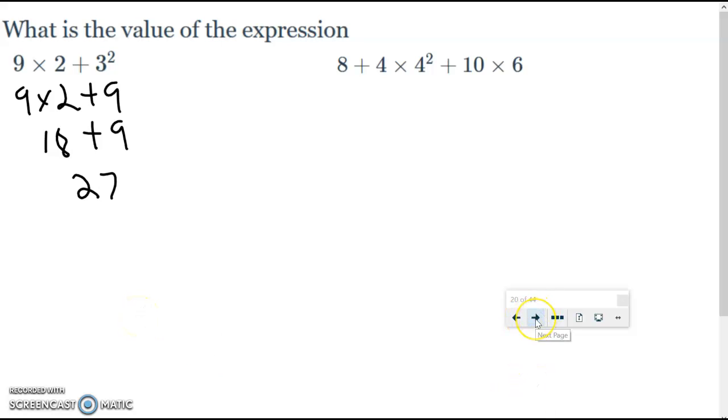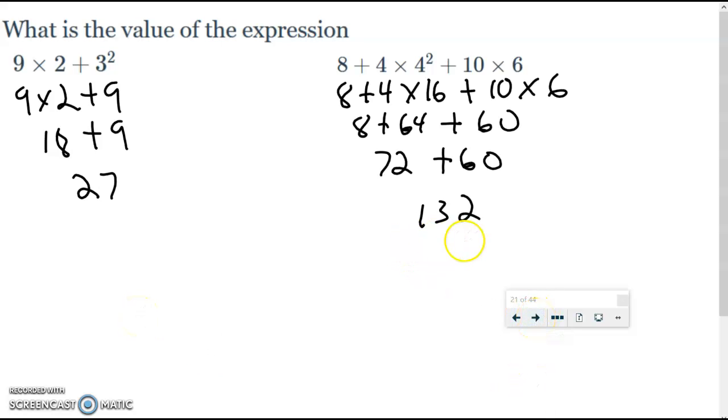And the answer to the next one is 132. We square the 4, get 16. 4 times 16 is 64. 10 times 6 is 60. Add the 8 plus 64 is 72. Add the 72 plus 16, get 132.